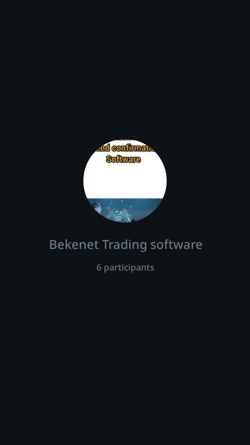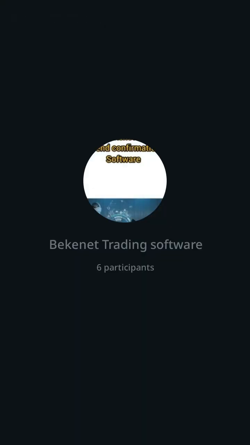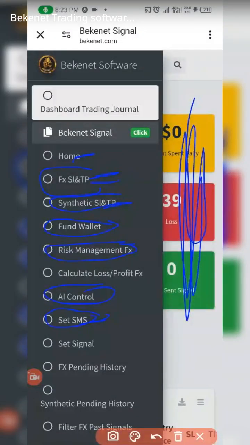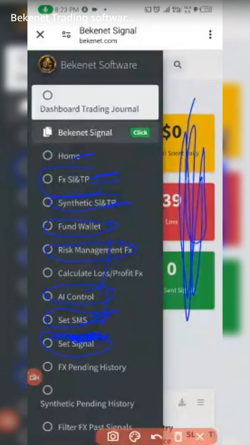This is where you set your SMS alerts. And before you set your signal, even if your SMS notification is not working, you must set it. You must come here and set it. It's very simple. Just put your phone number and click connect. Then you can proceed. This is where you set your signal. Once you've done everything correctly, this is the only place you need to be coming to set your signal.